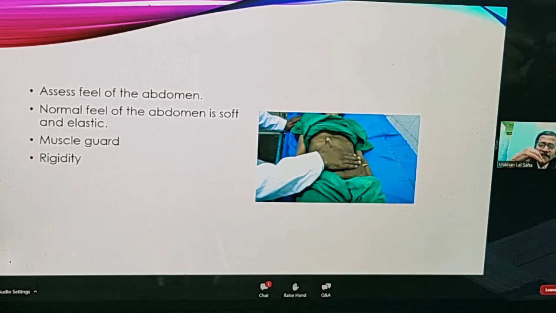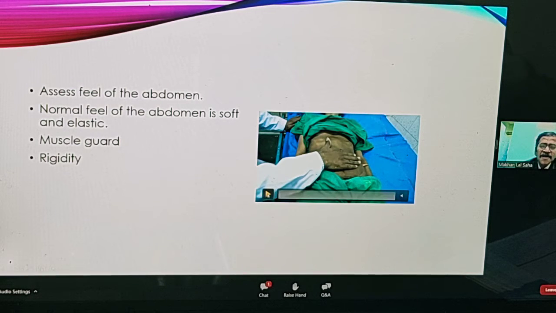Then we describe something called the feel of the abdomen. When you dip the abdominal wall, you find the abdominal wall dips in. When you release, it comes back. This is a classic description of the soft elastic feel of the abdomen. Sometimes with some underlying pathology in the abdomen, the patient may have a voluntary rigidity. That means you find resistance in yielding the abdomen. We call that muscle guard. Or in some cases of advanced peritonitis, you find that the abdomen is board-like, you cannot yield at all.